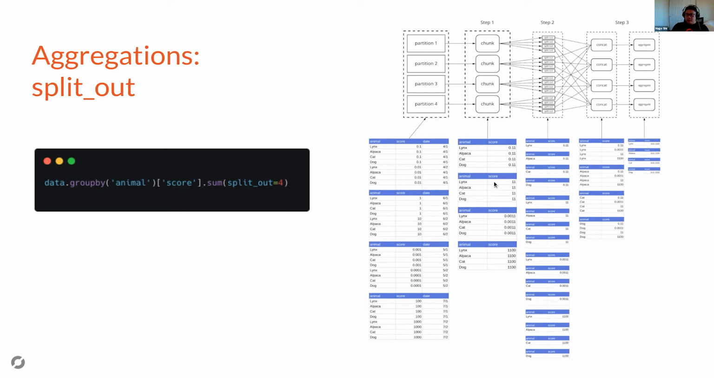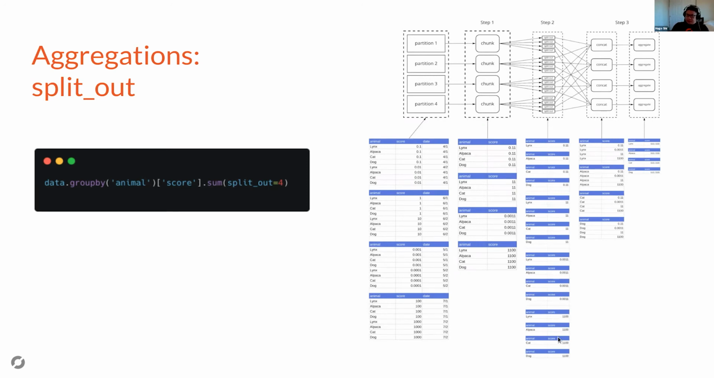And each data frame in step 1 has 4 animals in it. And as a result, they each get split into 4 separate data frames for a total of 16 data frames. I also want to make another note that this is an overly simplistic example. In reality, you're not always going to have 1 animal in every group at the split out step, right? If I had 100 animals and split out was set to 4, I would probably have around 25 animals in every split.